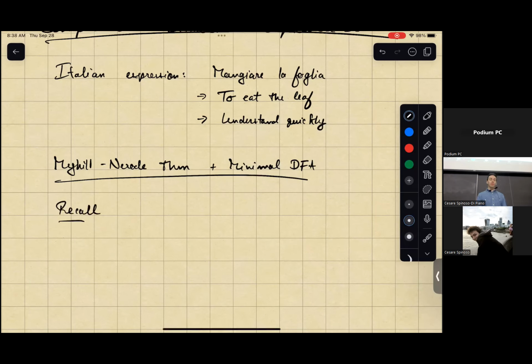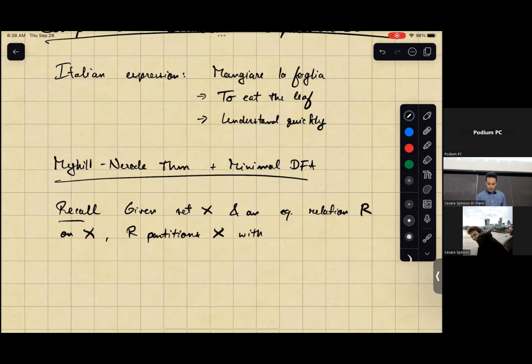is what an equivalence relation does. Given some set X and an equivalence relation R on X, we say that R partitions X with its equivalence classes.